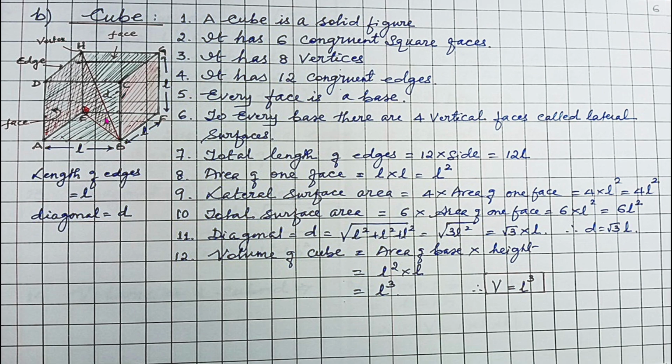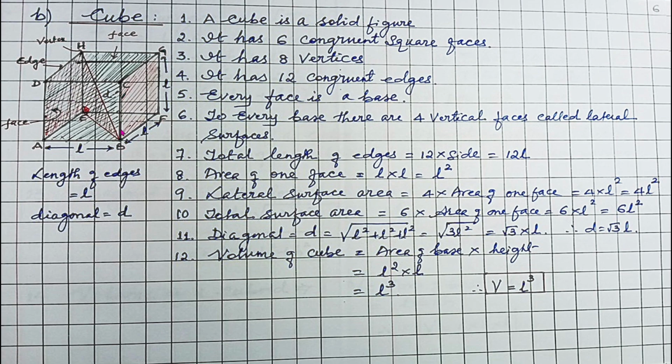Now the base is a square face, the top is also a square face, the right side is a square face, the left side is a square face, the front is a square face, and the back is also a square face, and all these square faces are congruent square faces. Now the two adjacent faces meet in a common line, and that line is called an edge. In a cube there are 12 congruent edges, and the length of each edge is L.